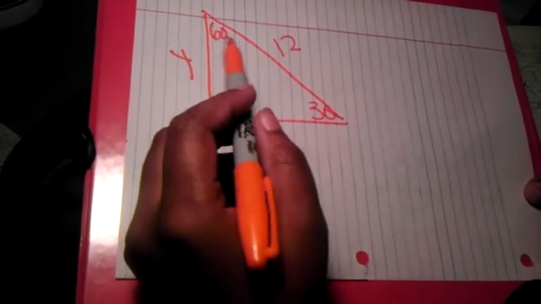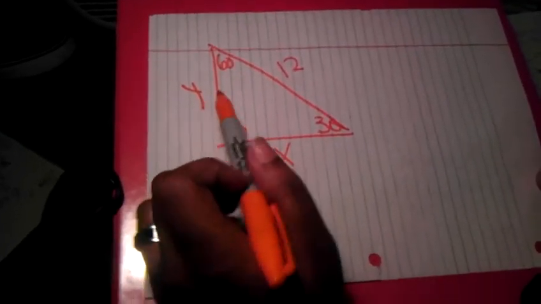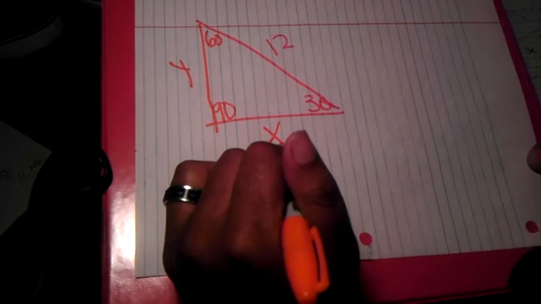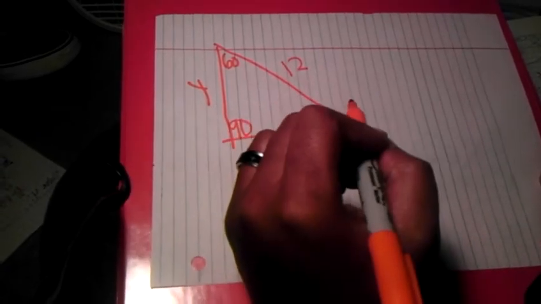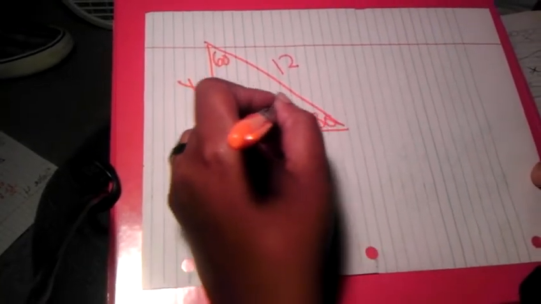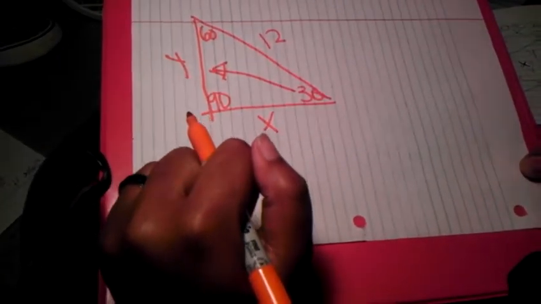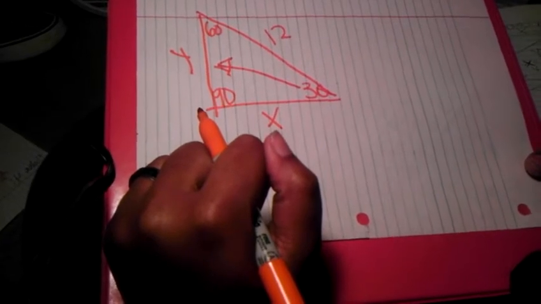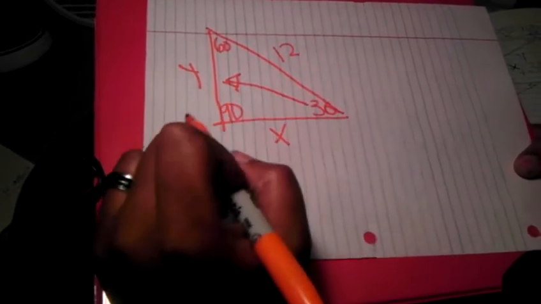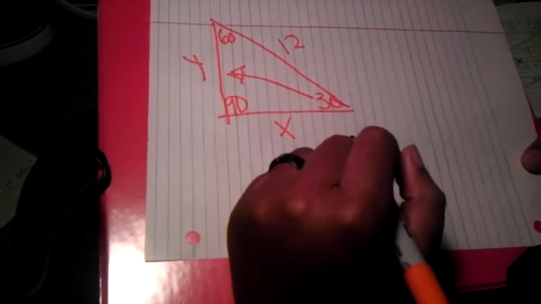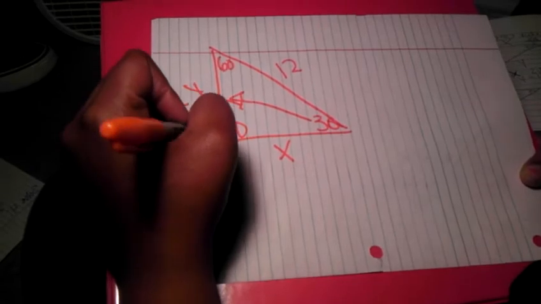So first, you have to find out what side is what. So which side is your short side? Is Y your short side, or is X your short side? Yes, Y is your short side. Good answer. Because it's across from the 30. Good job. So what do you do to solve for your short side? Well, what you do is you divide the value of your hypotenuse by 2. And 12 divided by 2 is what? Good answer. 12 divided by 2 is 6.